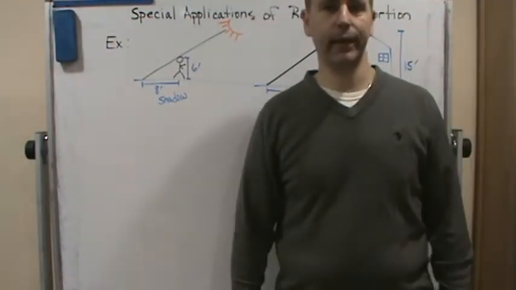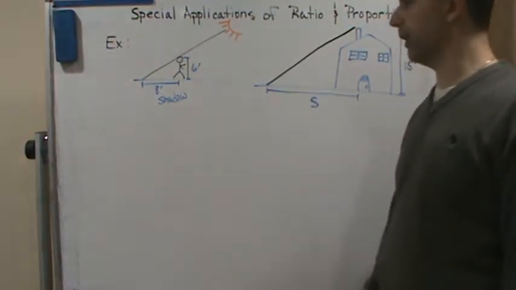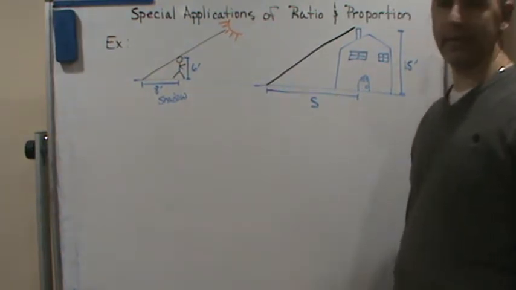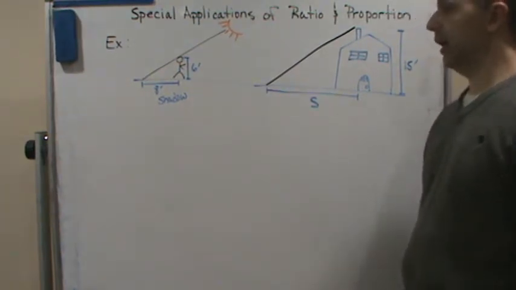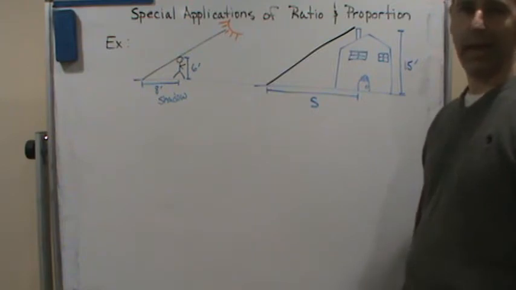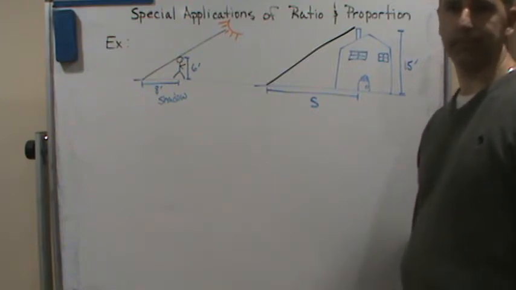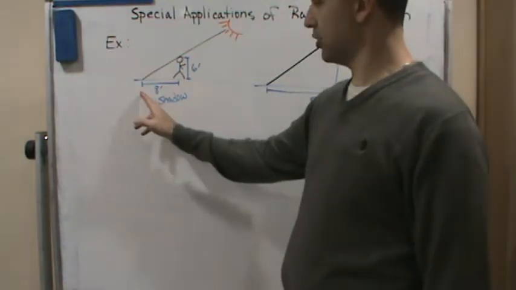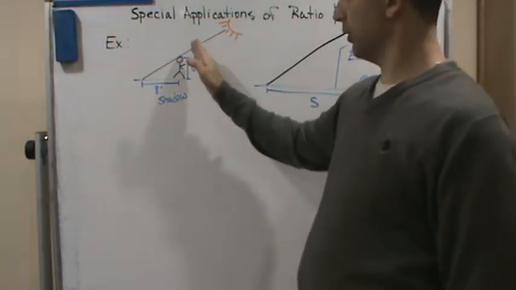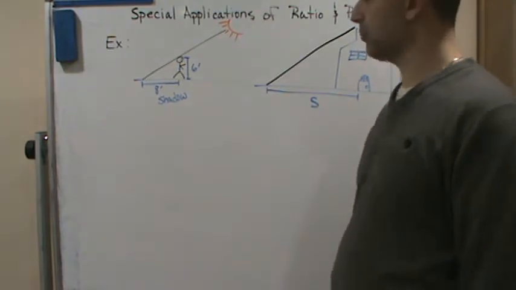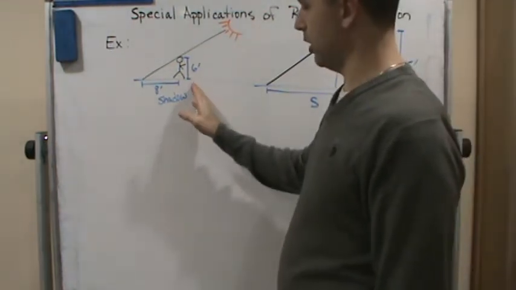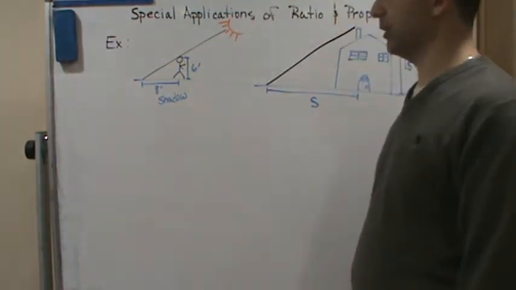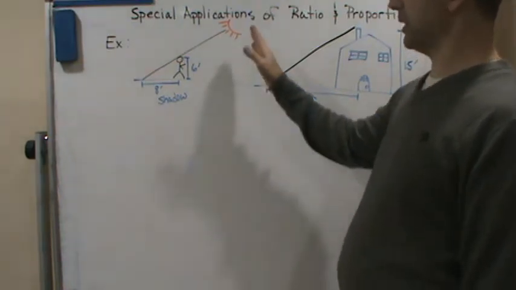Okay, so welcome back. And now in this video, we're going to talk about similar figures, but this time we're going to apply it to looking at houses and shadows. Okay, so let's say we've got the sun here and we've got a shadow that's 8 foot long with a person who's 6 feet tall.